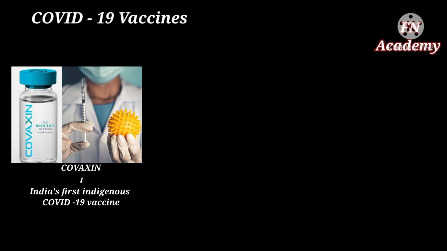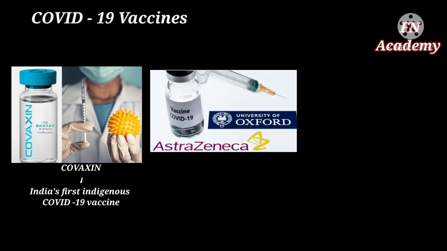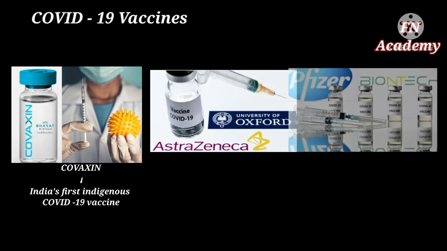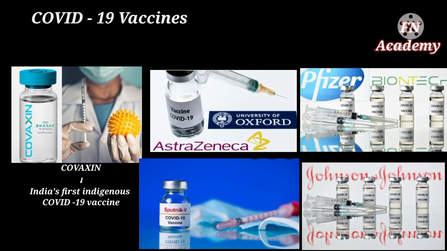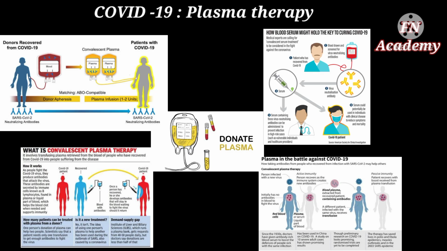Covaxin is India's first indigenous COVID-19 vaccine by Bharat Biotech, developed in collaboration with the ICMR. And the other approved vaccines are the University of Oxford AstraZeneca vaccine, Pfizer vaccine, Johnson & Johnson vaccine, Sputnik V vaccine, etc. There have been a number of proposed treatments or solutions you might have heard in the news too, such as injecting the blood plasma of people who have recovered from COVID-19, also called convalescent plasma, into patients who are seriously ill with the disease.